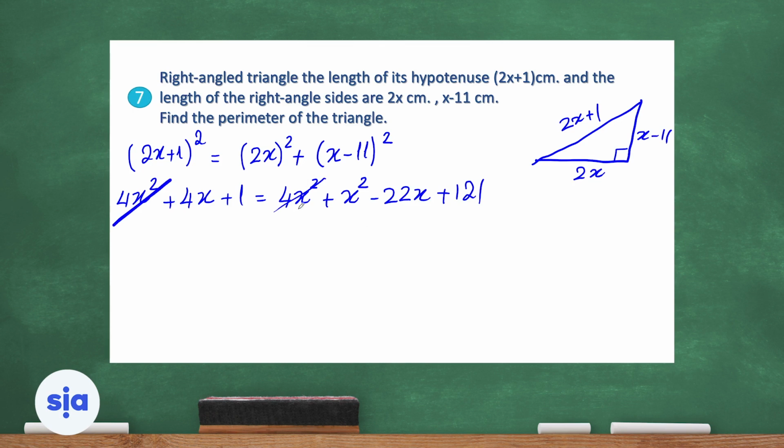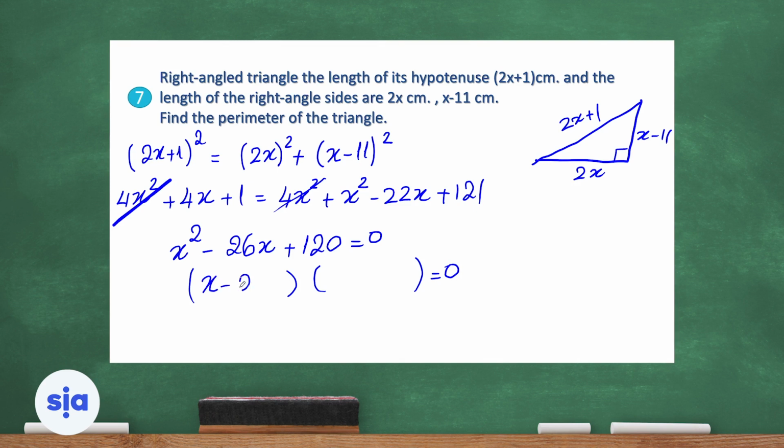4x squared and 4x squared are crossed out together. So x squared minus 26x plus 120 equals 0. I can use factoring or completing the square or the quadratic formula to factorize this. So this will be x minus 20 and x minus 6. So x is equal to 20 or x is equal to 6.